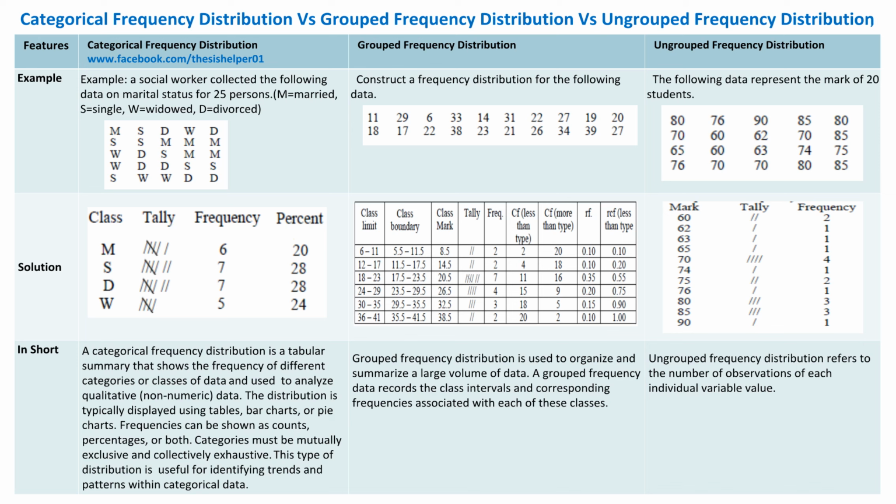Whereas, grouped frequency distribution is used to organize and summarize a large volume of data. A grouped frequency table records the class intervals and corresponding frequencies associated with each of these classes. Whereas, ungrouped frequency distribution refers to the number of observations of each individual variable value.